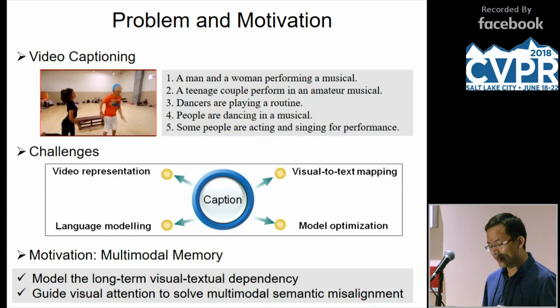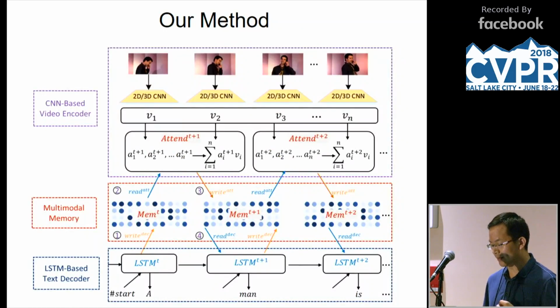Our model consists of 3 components: CNN-based video encoder, LSTM-based text decoder, and multimodal memory. CNN-based video encoder first extracts video frame or clip features using the pre-trained 2D or 3D CNNs. LSTM-based text decoder models the sentence generation with the LSTM-RNN architecture. Multimodal memory contains a memory matrix to interact with video and sentence with multiple read and write operations.